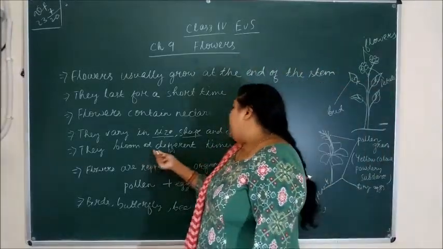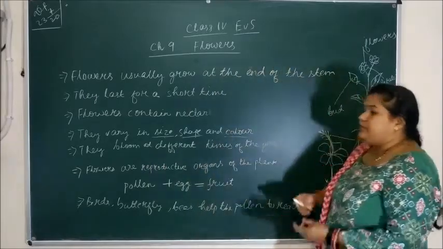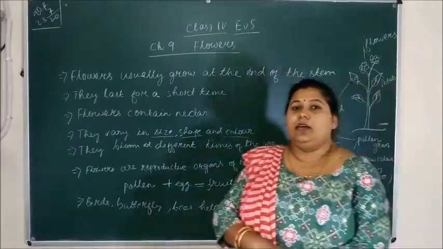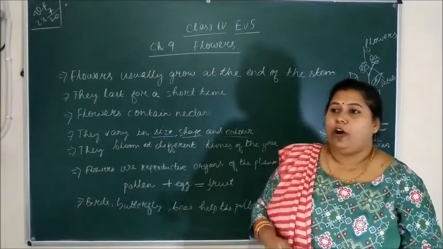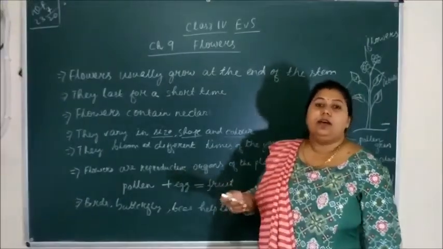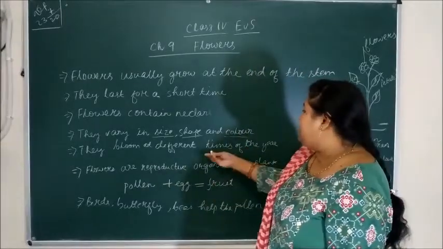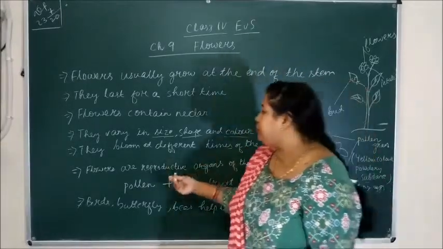Then, they bloom at different times of the year. Some flowers you can see in the winter season, some in the spring season, and some bloom in the summer time. So they have separate times of blooming.